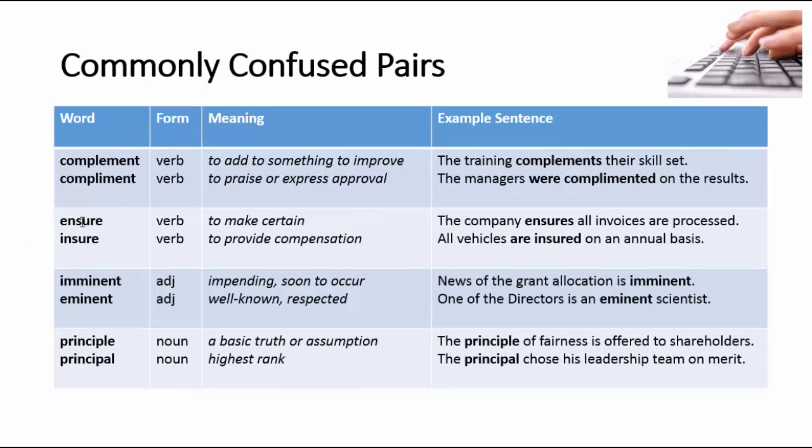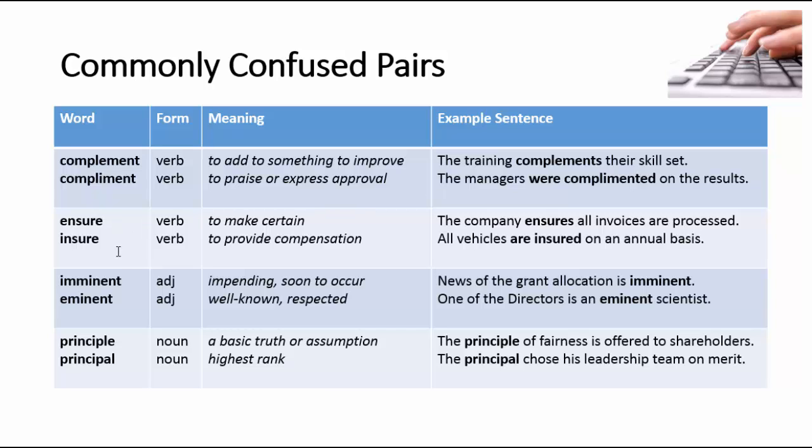Complement and compliment. Again, they're homophones, which means they have the same sound, but they have a different meaning altogether. And that's a common mistake. So the training complements their skill set, with an E, means it adds something or improves it. But when you're expressing praise or approval, you would use a compliment with an I. So the managers were complimented on the results. You might remember that by saying I compliment others. So when you compliment others, it's an I. Otherwise, it's an E if they go together.